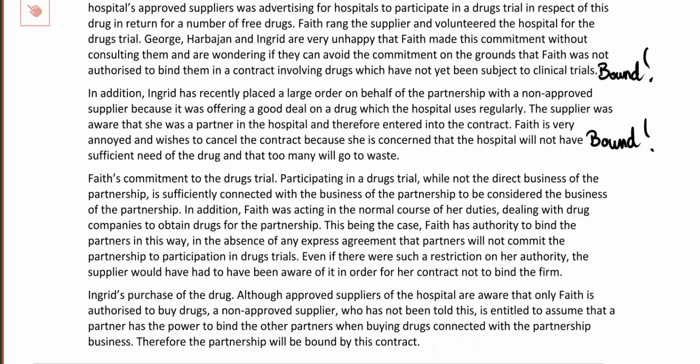Let's have a look at the next bit. Faith's commitment to the drugs trial, participating in the drugs trial, while not the direct business of the partnership, is sufficiently connected with the business of the partnership to be considered.